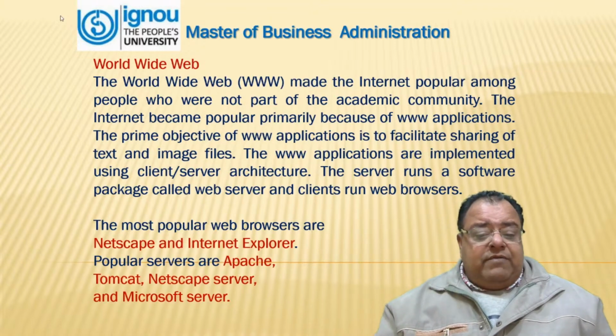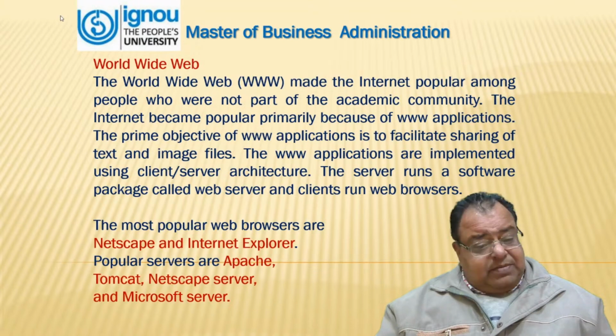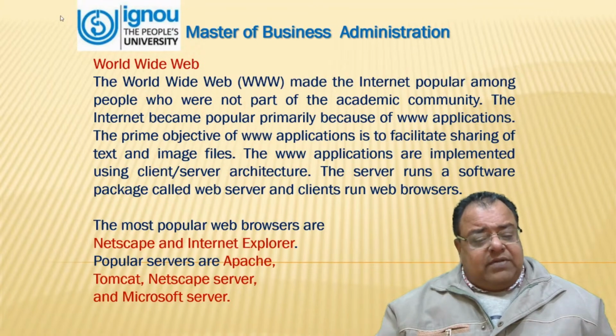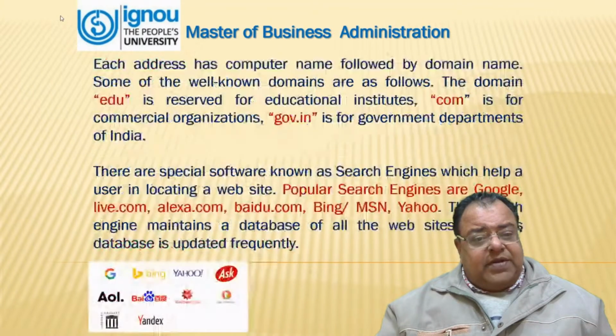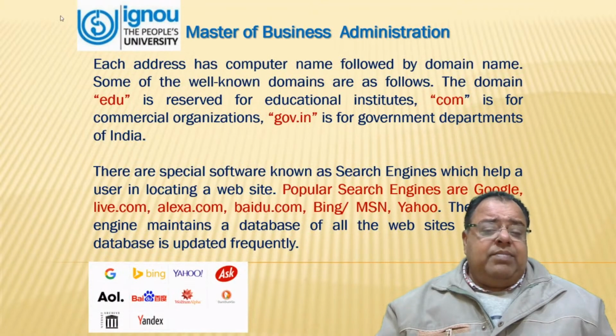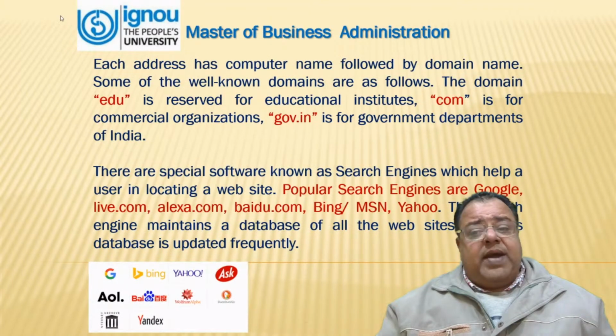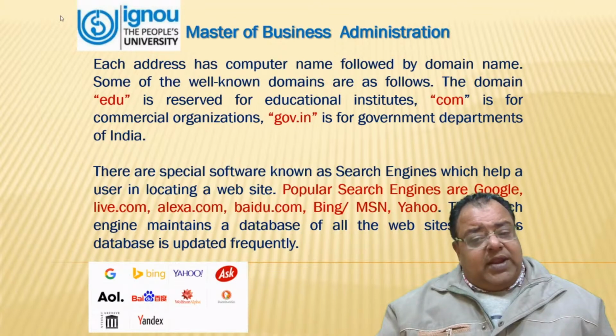The most popular web browsers are Netscape and Internet Explorer, and popular servers are Apache, Tomcat, Netscape Server, and Microsoft Server. Each address has a computer name followed by a domain name. Some of the well-known domains are as follows. The domain edu is reserved for educational institutes. Com is for commercial organizations. Gov.in is for government departments of India.